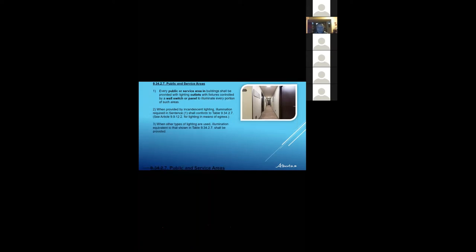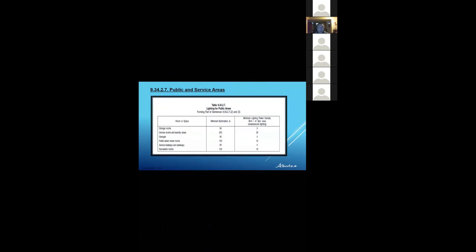Public and service areas in buildings shall provide lighting outlets with fixtures controlled by a wall switch or panel to illuminate every portion of such areas. So we'll be looking at a lot of wall switch addressing that if we can. Again, it talks about the amount of lighting required, and when other types of lighting are used, illumination equivalent to that provided in table 9.34.2.7 shall be provided. That indicates the minimum illumination in lux and the minimum lighting power density in watts per square meter for incandescent lighting. So you have to use that equivalence if you're using other than incandescent lighting, which high likelihood you will be.